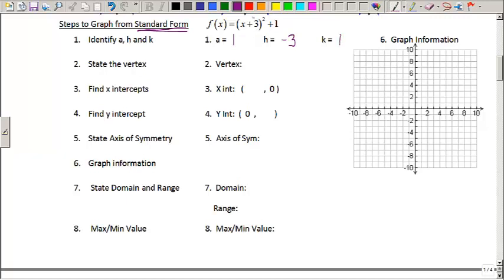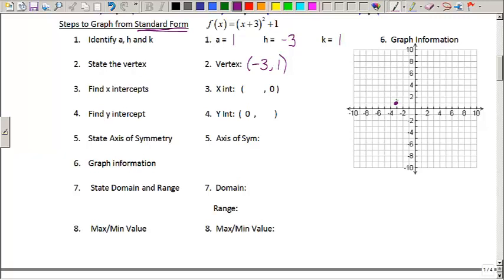Notice the inside of the parentheses has the opposite sign, where the outside of the parentheses does not have the opposite sign. To get the vertex, we say H, which is -3, the opposite of the inside, comma, the outside, 1. So from here, I could probably jump down to step 6 and graph what I already know. -3, comma +1, I already have a point.